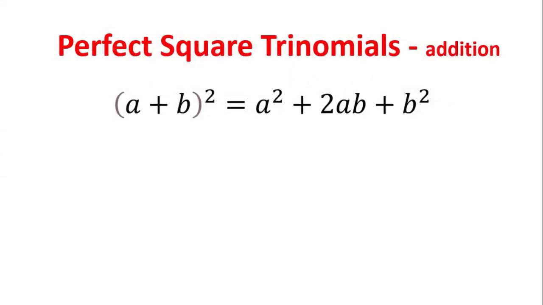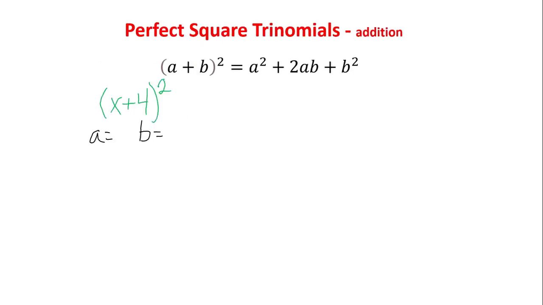So here is the formula for a perfect square trinomial for addition. A plus b squared is equal to a squared plus 2ab plus b squared. So let's look at the example x plus 4 squared. Our a in this case is x, and our b is 4.